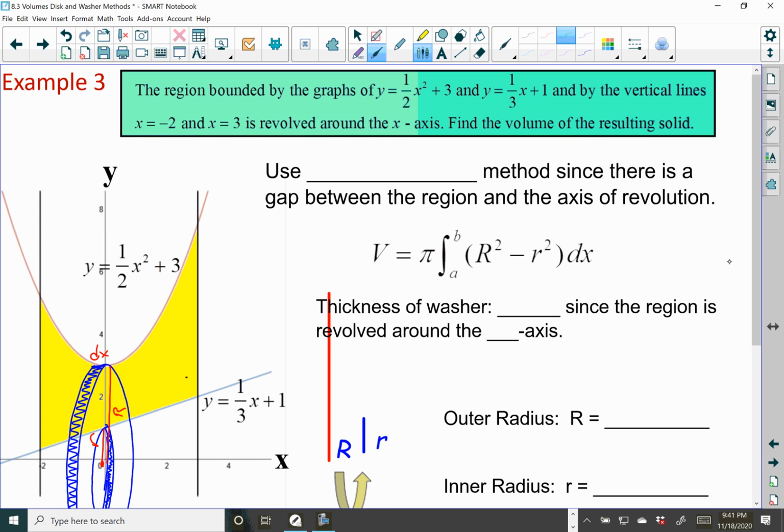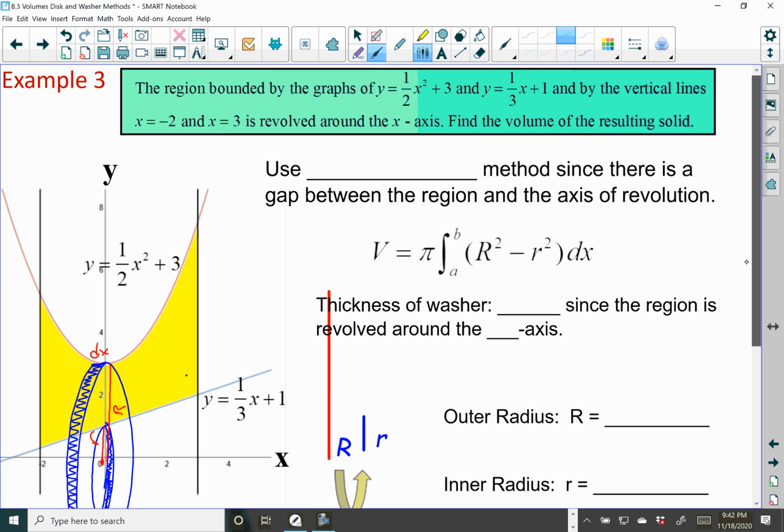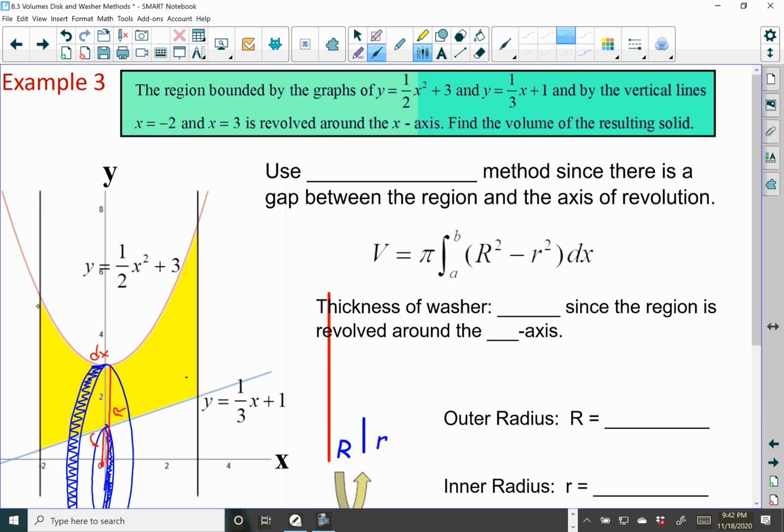So we're going to do example 3. The region bounded by the graphs, we have y equals 1/2 x squared plus 3. That looks like the saddle shape, doesn't it? The parabola. And then I have a function of 1/3 x plus 1, our linear function. And then we have vertical lines at x equals -2, x equals 3, giving us bounds on the left and the right. And we're revolving about the x-axis.